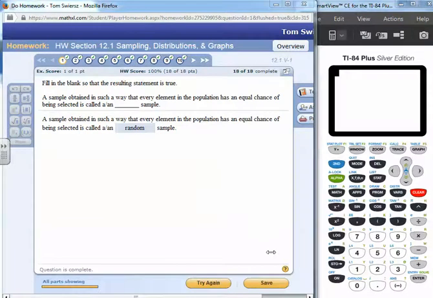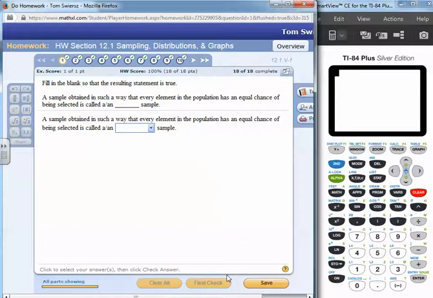Let's go ahead and work on homework exercise number 1 from section 12.1. It states that a sample obtained in such a way that every element in the population has an equal chance of being selected is called a blank sample. Okay, the correct answer is a random sample.